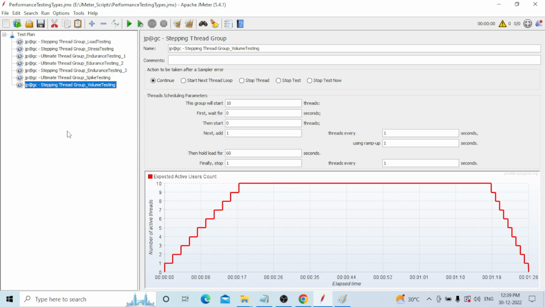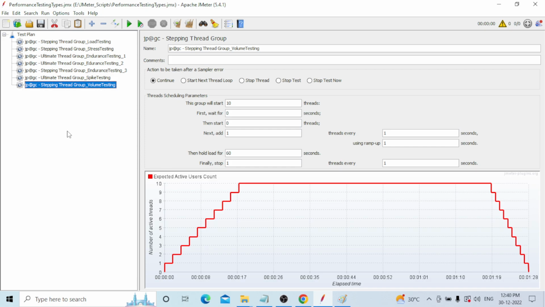But in my experience, I have performed only load, stress and endurance. The remaining, spike and volume, I did not perform at any time. I know how to design them, but I did not execute them, I did not get any chance. If anybody here has already executed them, please mention it in the comments, and I will mention it in my next video. Whoever comments, say exactly what you did, what you achieved, and what the expected and actual results were.